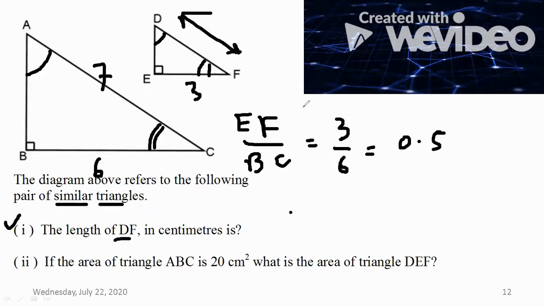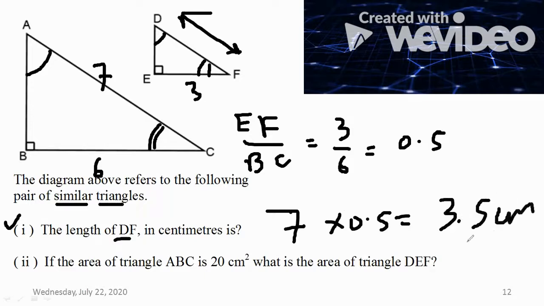Alright, so if the scale factor is 0.5 and we want to know what DF is, all we need to do is look at AC, and AC is 7, and multiply 7 times the scale factor. 7 times 0.5 is 3.5 centimeters, and that's the answer for the first part.